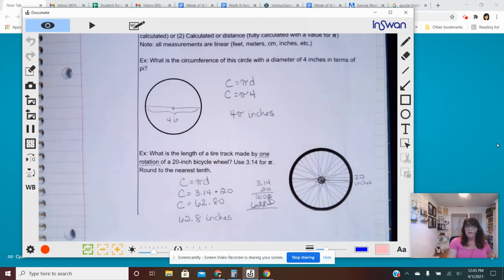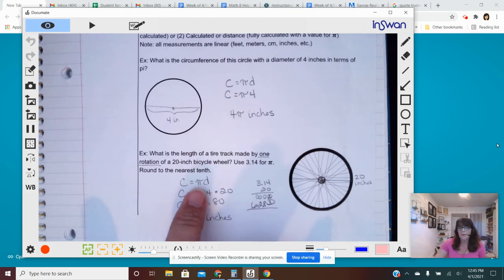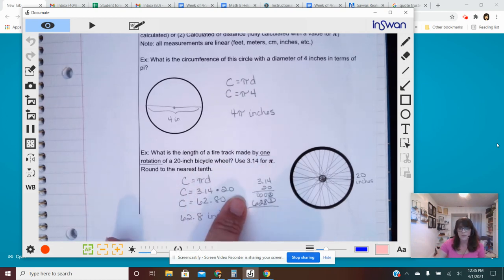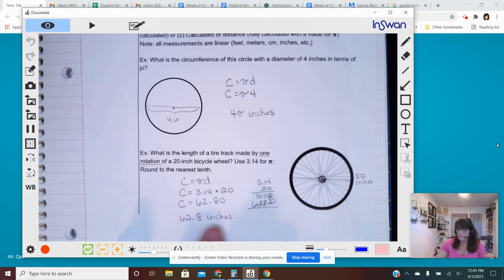So I want you to try the problems that I've assigned. Give this a try. You'll find that it's really very straightforward. My expectation is that you would write down the formula every time. Okay. You would substitute in the numbers. And then you could use a calculator to calculate the answer if you liked.